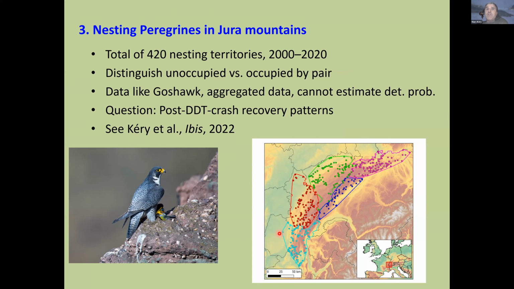It's a similar type of data as we have for the goshawks. We distinguish unoccupied versus occupied. We have aggregated data, multiple visits to most of the sites, but we only have the aggregated data, so we cannot estimate formal detection probability. And we wanted to look at post-crash recovery patterns in 5 areas here in the French part of the Jura and the Swiss part of the Jura.